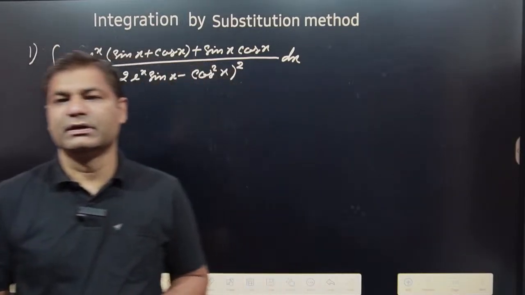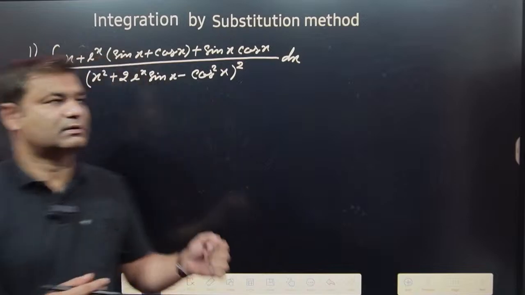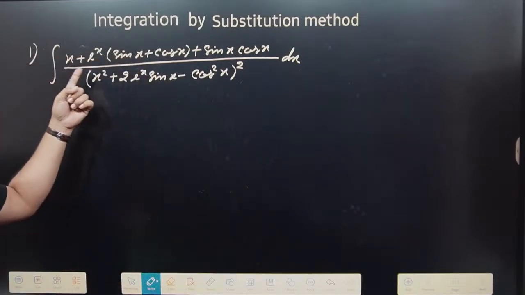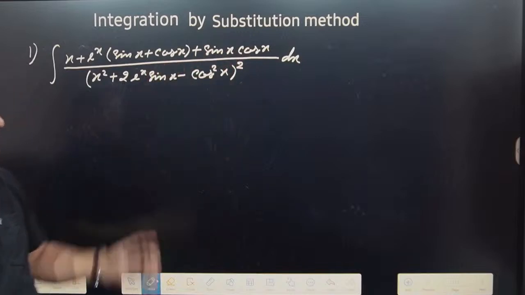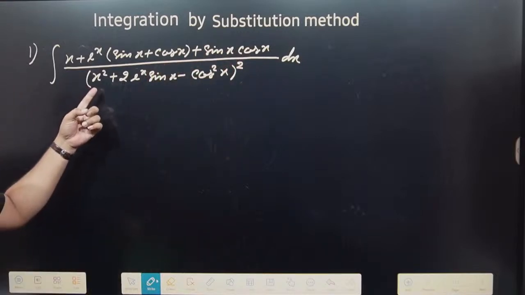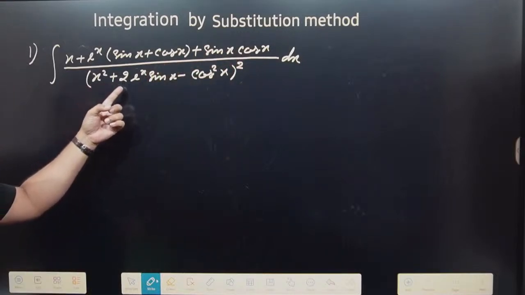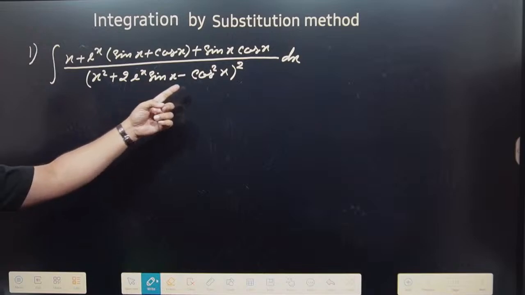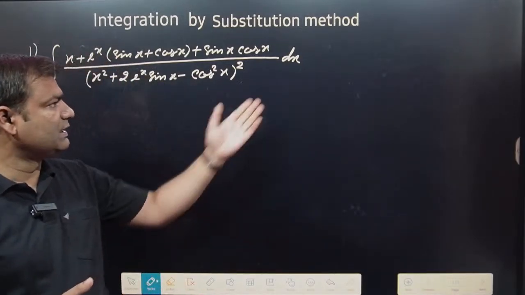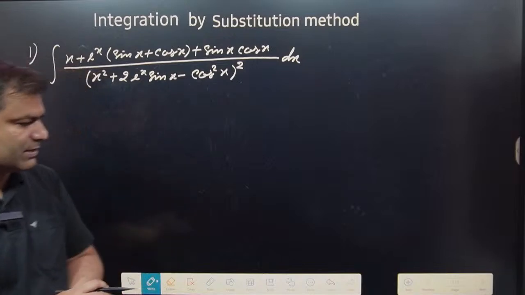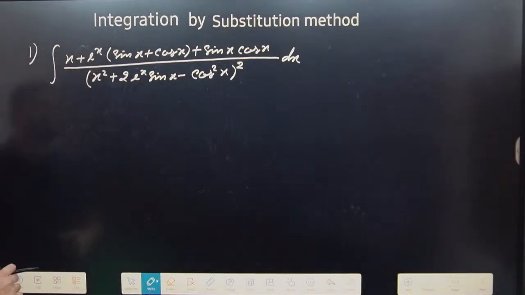So today we'll focus on how to determine the integration of (x plus e to power x) into (sin x plus cos x) plus sin x into cos x, divided by (x square plus 2 e to power x sin x minus cos square x) whole square. Okay, how can we integrate this one? Very simple. I know that.